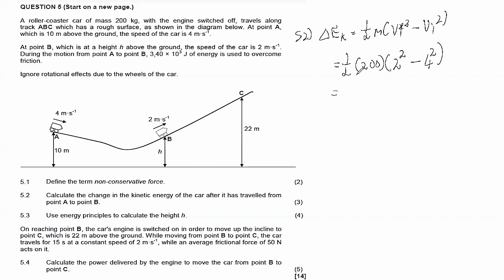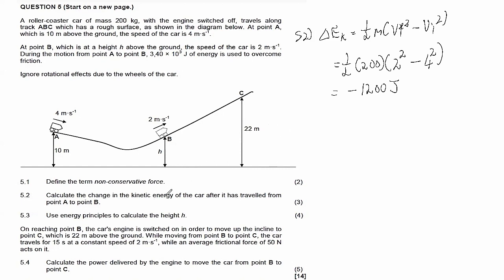When you punch all this into your calculator, it gives you negative 1,200 joules. And then you are supposed to leave it as a negative like that. So you do not interpret anything here. You just simply leave it as a negative. It is correct to get your energy as a negative, guys. Then 5.3 says use energy principles to calculate the height h, right?